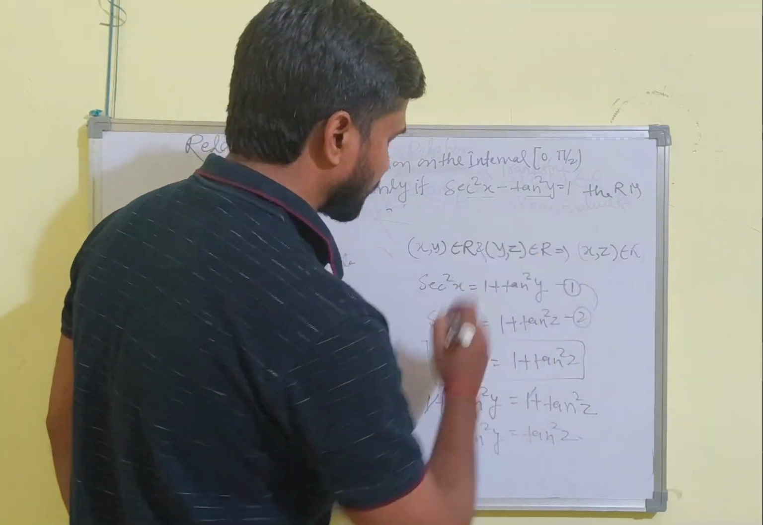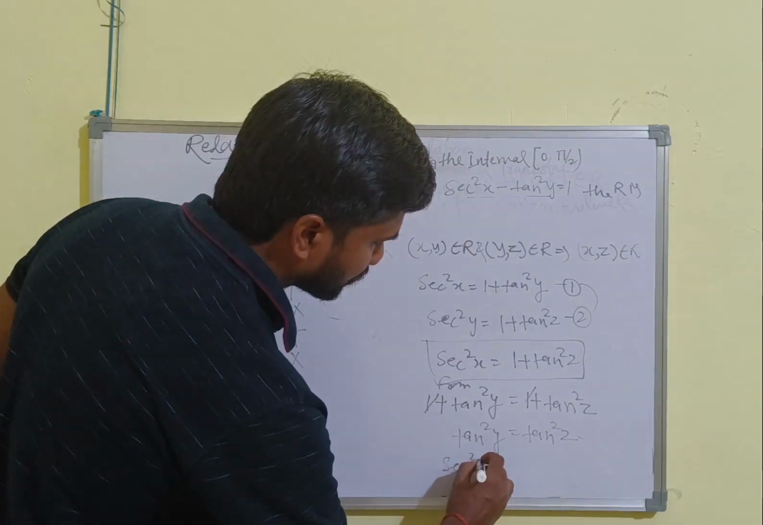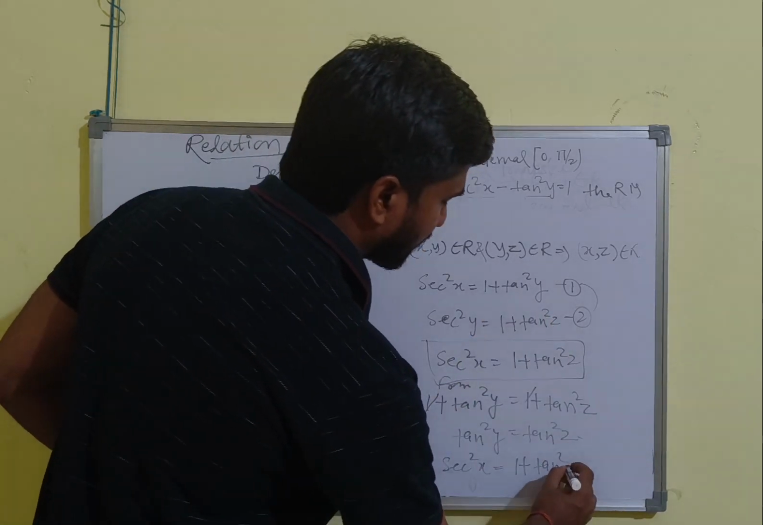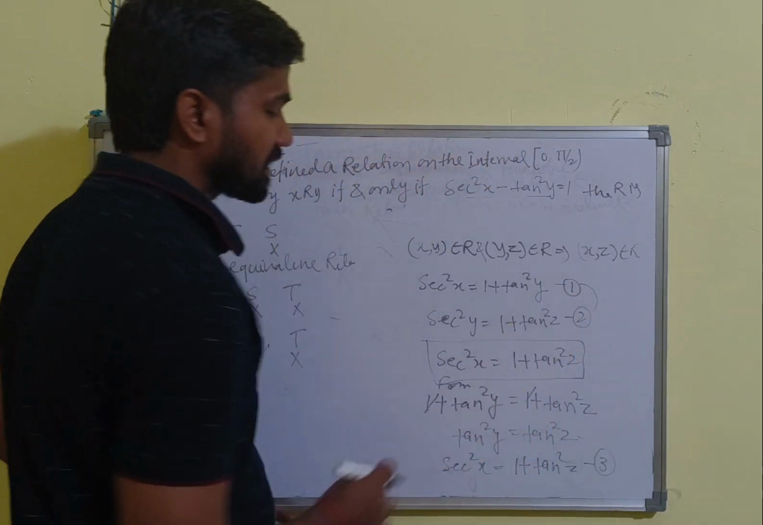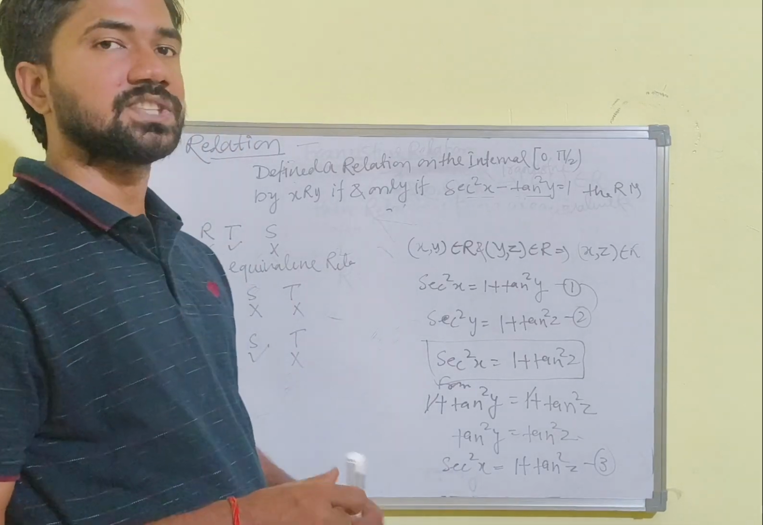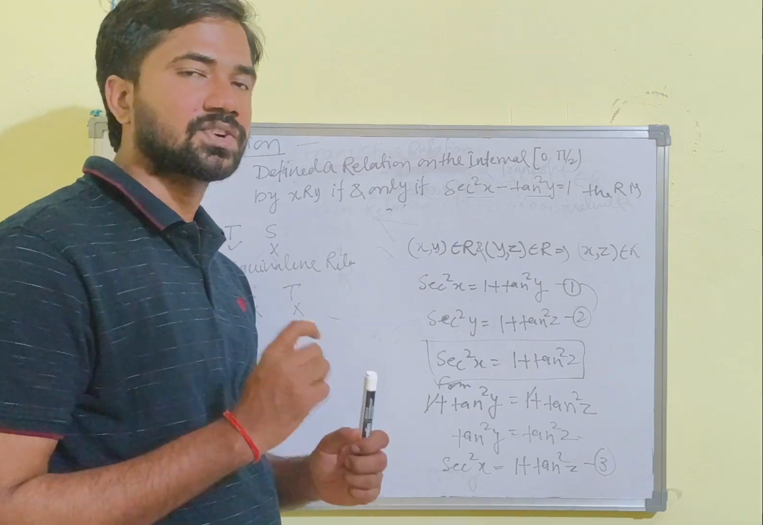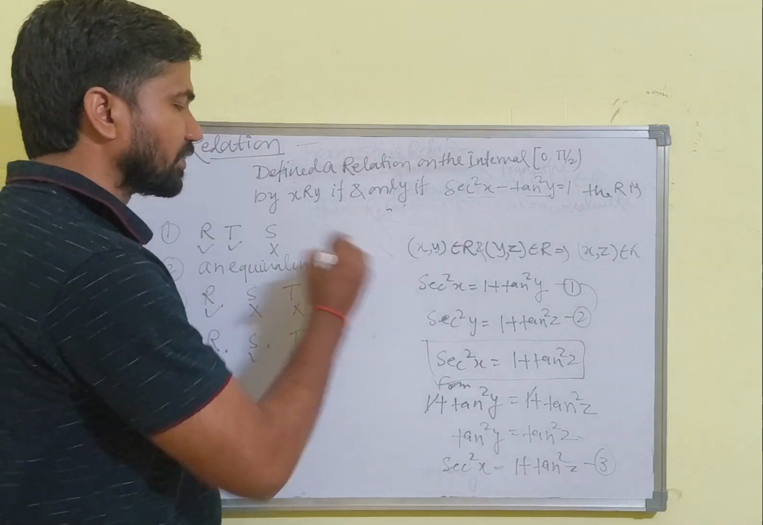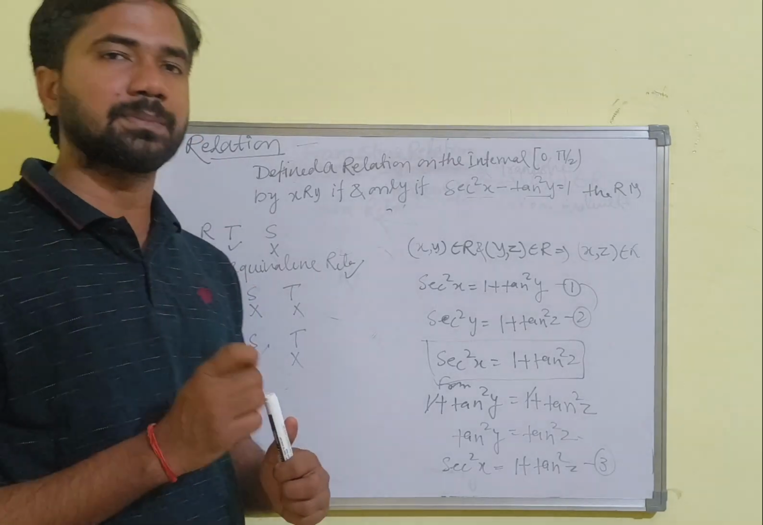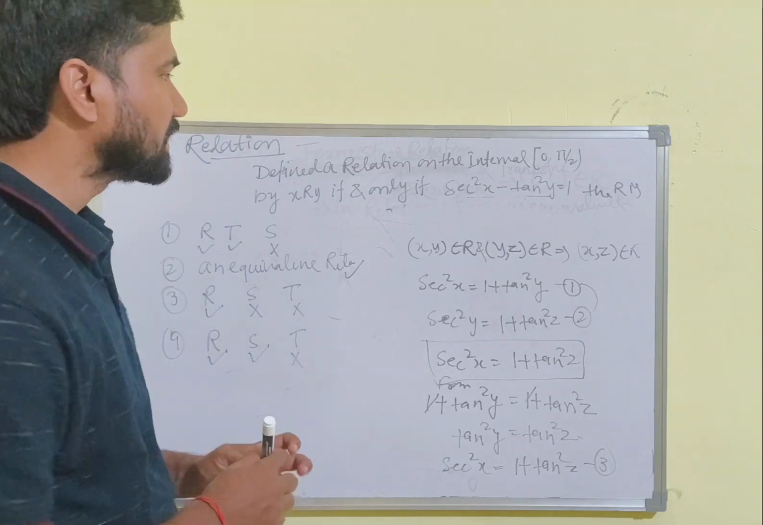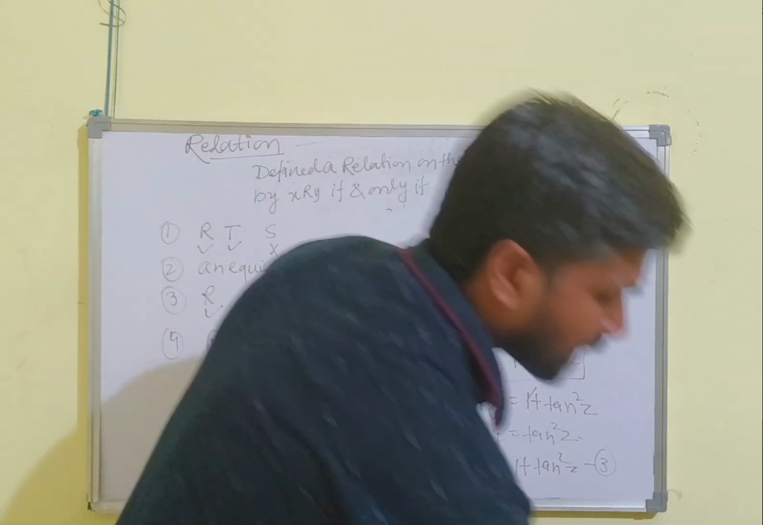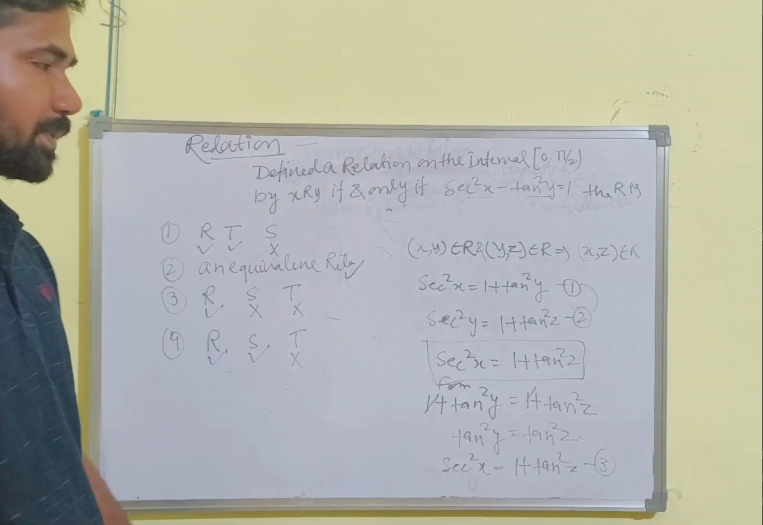So put this value in equation first. What are we getting? Sec square x equal to 1 plus tan square, in the place of y we have to write z. So this is equation third. Using first and second we are getting third. Means it is transitive also. So we have checked it is reflexive, symmetric as well as transitive. So which type of relation is it? Equivalence relation. Because we have seen that if a relation is reflexive, symmetric as well as transitive, then we say this is an equivalence relation. Let's see one more question based on this, then we will go for another topic.